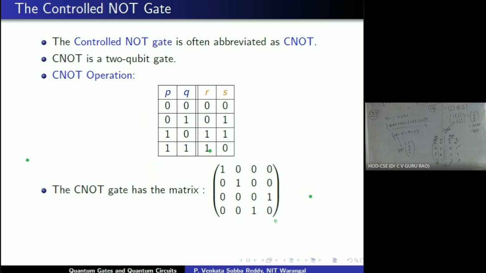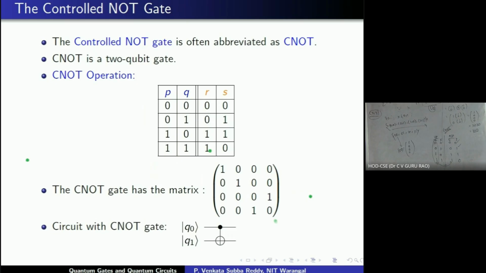Ket 0 0, okay. The circuit diagram for this is this. First column, that's all. Yes, this is the circuit diagram for this. This dot denotes control. That means this bit.